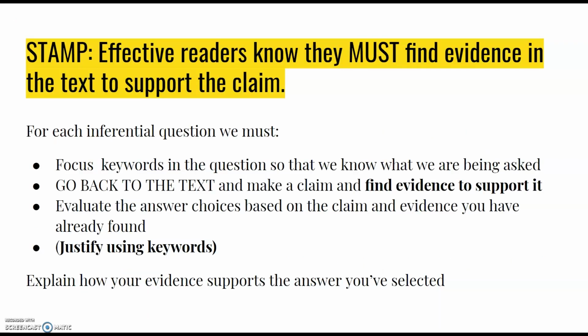So, effective readers know they must find evidence in the text to support a claim. For an inferential question, we must focus on keywords in the question so that we know what we are being asked. We must go back to the text and make a claim and find evidence to support it. Three, we must evaluate the answer choices based on the claim and evidence you have already found and justify your answers using keywords. What that means is you need to explain how your evidence supports the answers you've selected, and you're going to be asked to do this on your exit ticket.